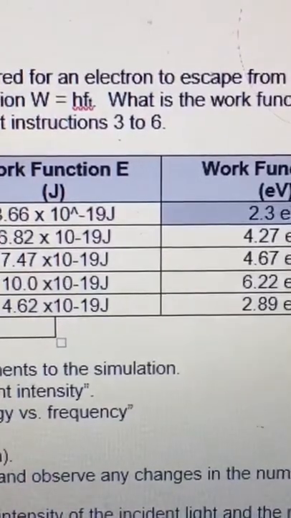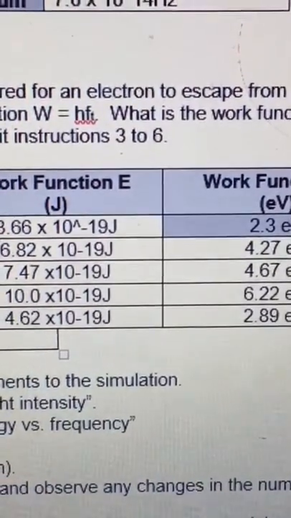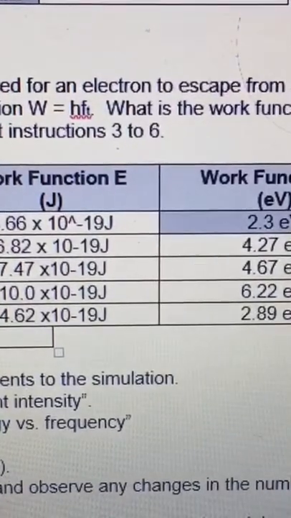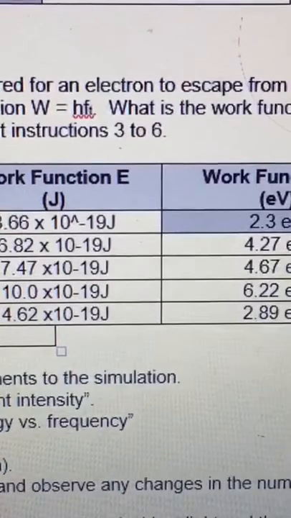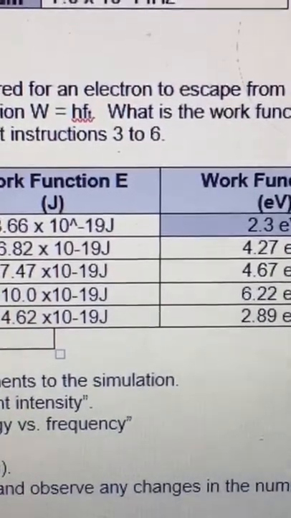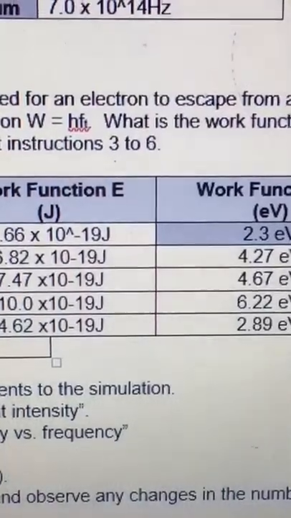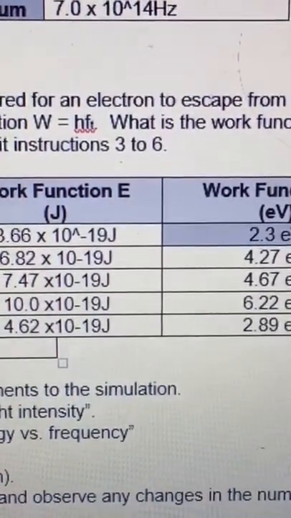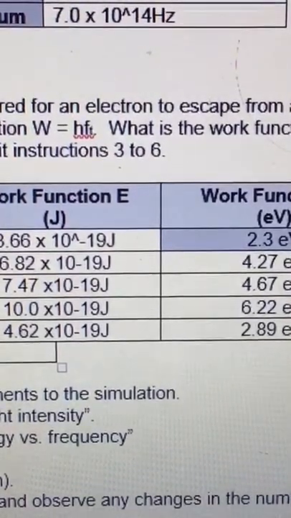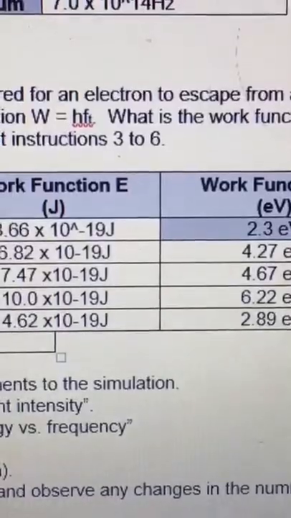For copper it is 7.47 times 10 to the negative 19th joules, and in eV it is 4.67. For platinum it is 10 times 10 to the negative 19th joules, and in eV it is 6.22, and for calcium it is 4.62 times 10 to the negative 19th joules, and in eV it is 2.89.